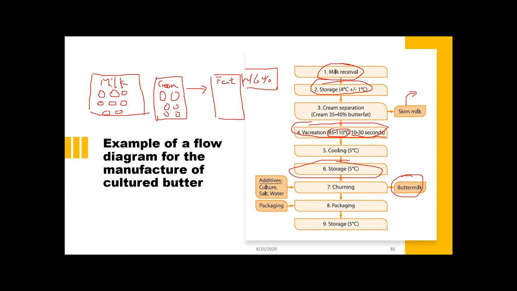So basically, the moisture becomes those droplets inside a fat system. So all of those outside will be fat. Okay, of course, you have some salt in there, depending on whether you're making salted or unsalted butter.